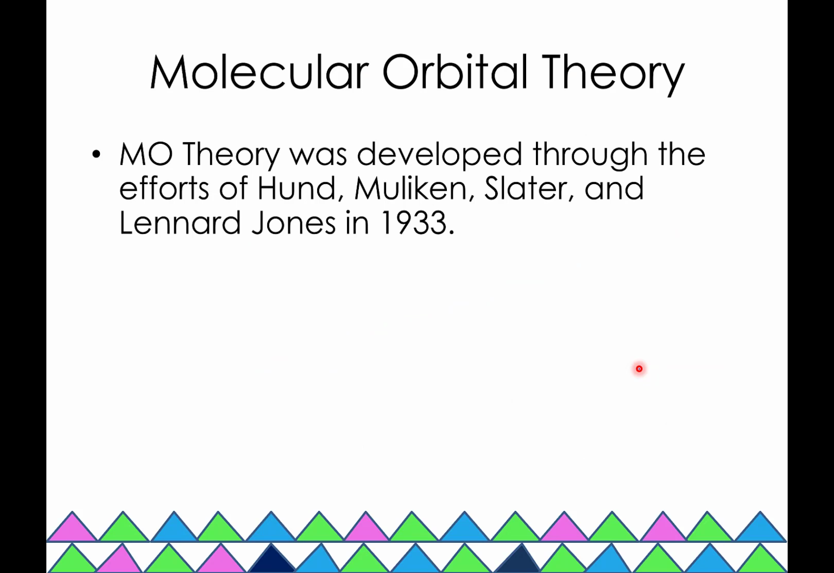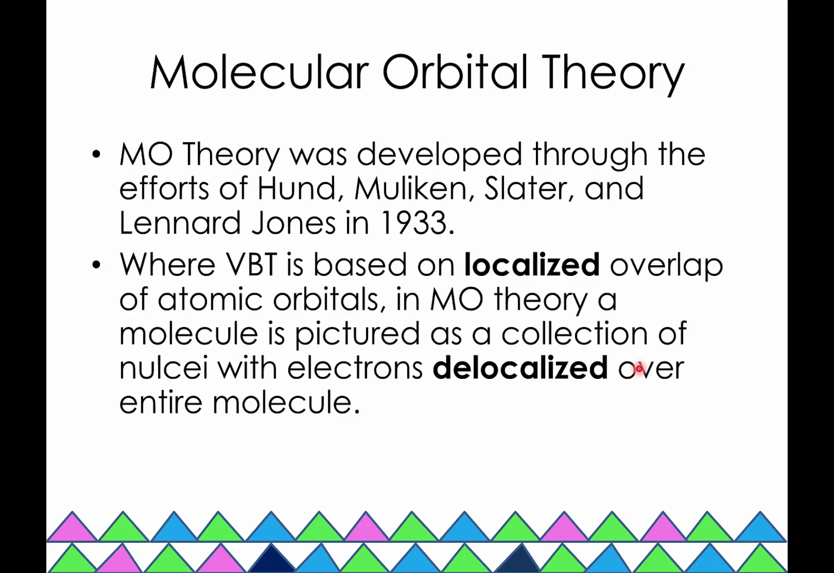We talked about molecular orbital theory back in Gen Chem 1. Molecular orbital theory is basically the gold standard. It was developed in 1933 by Hund, Mulliken, Slater, and Jones, and it's based on quantum mechanics. So valence bond theory is based on localized overlap of atomic orbitals, whereas molecular orbital theory is based on the actual wave functions.